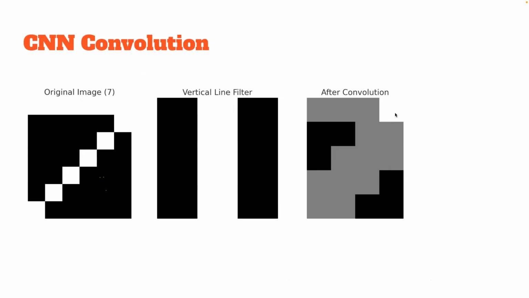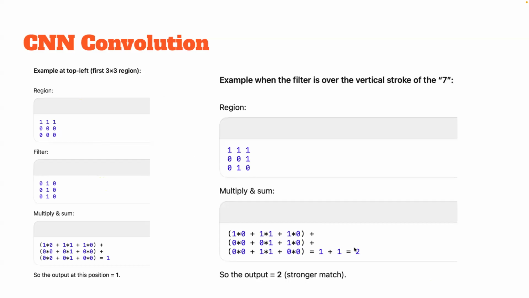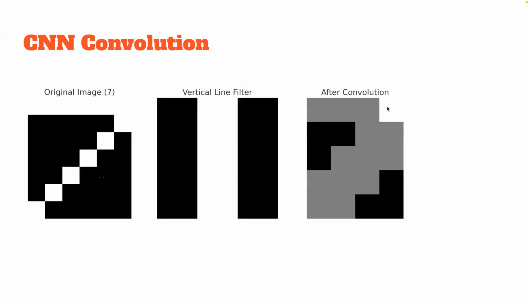So if you think about it, that's why the corner here has the highest value, because the corner here is this area. That's the example we talked about right here. So you got a 2 value, so that's why this one is a little bit whiter. So applying the filters across the whole image, it generates the next output.